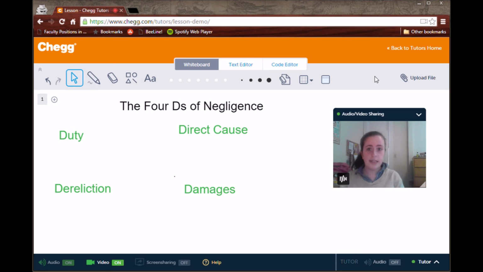So yeah, that is a basic overview of the 4 Ds of negligence.